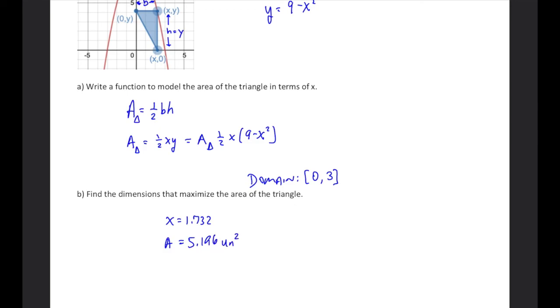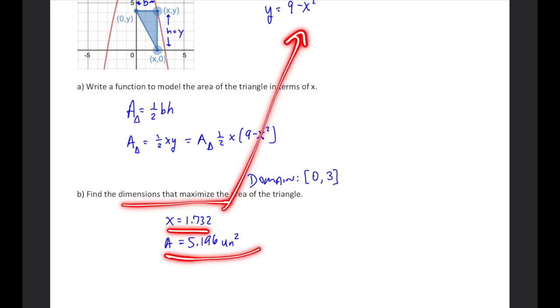We could use our x to find the y value, but it's asking for the dimensions. We've got x, we can find y, and we've got the area.